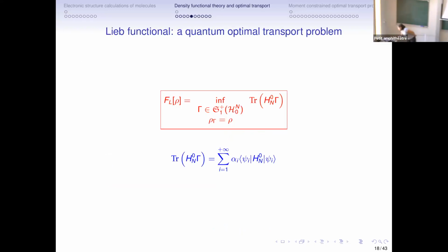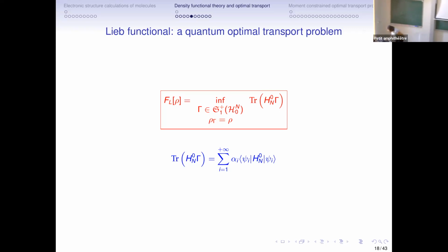And what you can show is that the Lieb functional, which again is a complexification of the Weinberg functional, you can express as a minimization problem of some quantity over the set of such mixed state operators that can be written under this form, under the constraint that the associated electronic density is equal to rho, the electronic density that you've chosen from the start. And the quantity to minimize, you can express using the eigenvalues and the eigenfunctions of the operator again.